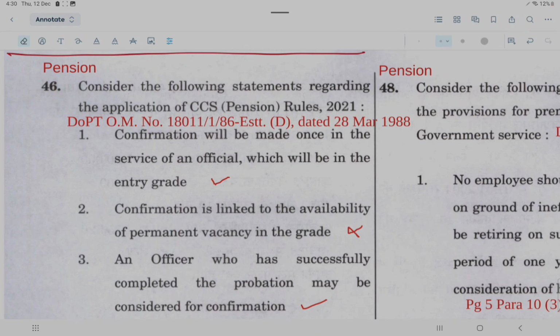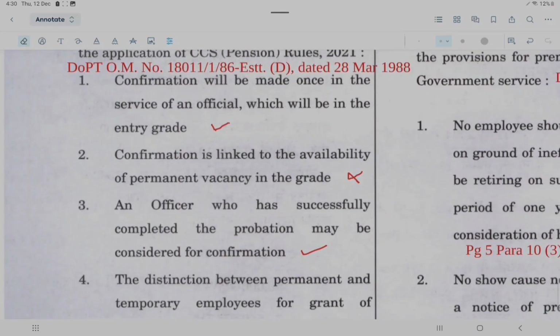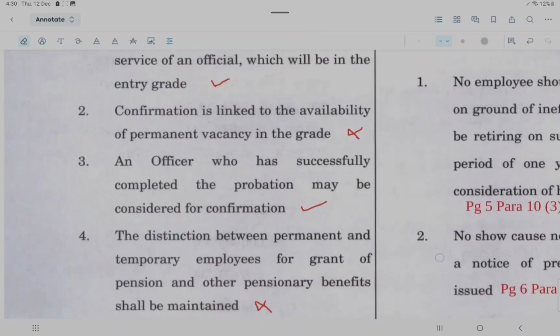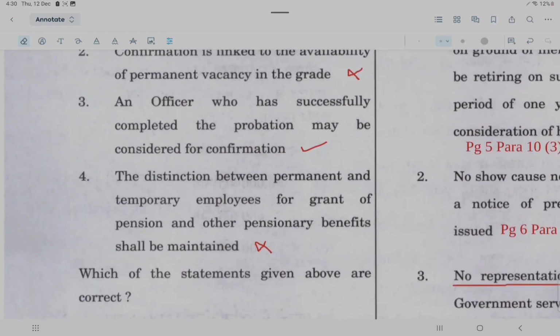So I will stick to the official source PDFs wherever possible. Let's read the question. Consider the following statements regarding application of pension rules 2021. Confirmation will be made once in the service of an official which will be in the entry grade. That is correct as per this OM. Confirmation is linked to the availability of permanent vacancy in the grade. That is incorrect. An officer who has successfully completed the probation may be considered for promotion. That is true. The distinction between permanent and temporary employee for grant of pension and other pension benefits shall be maintained.